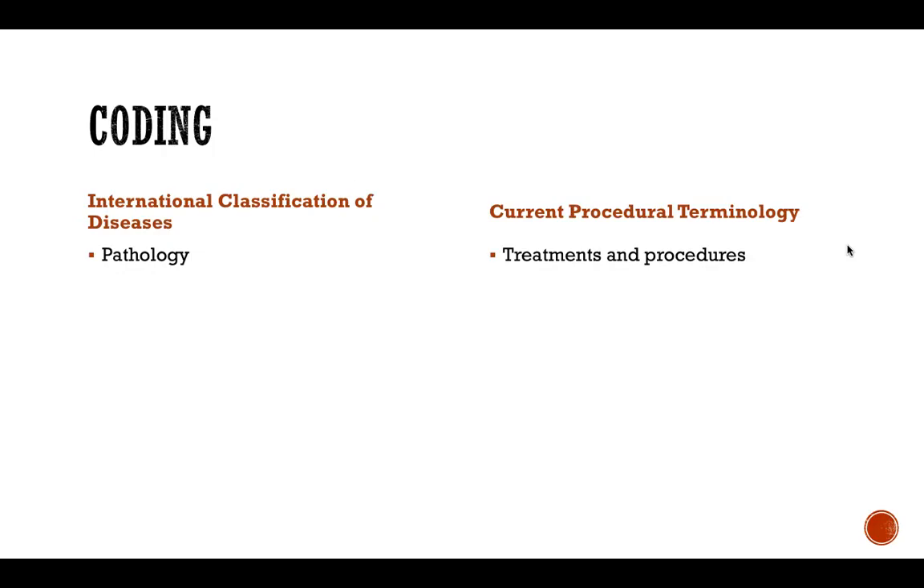So how is all this done? There had to be some way to standardize conditions and treatments so that money amounts could be put to those things. And so that's what we call coding. And we have two sets of codes. The first one is the International Classification of Diseases, or ICD.